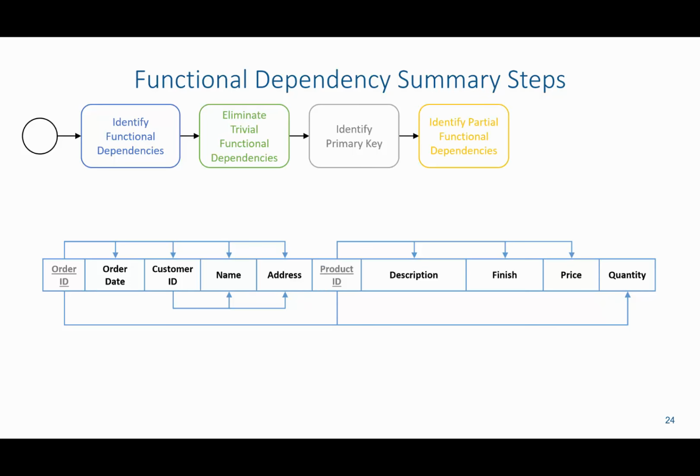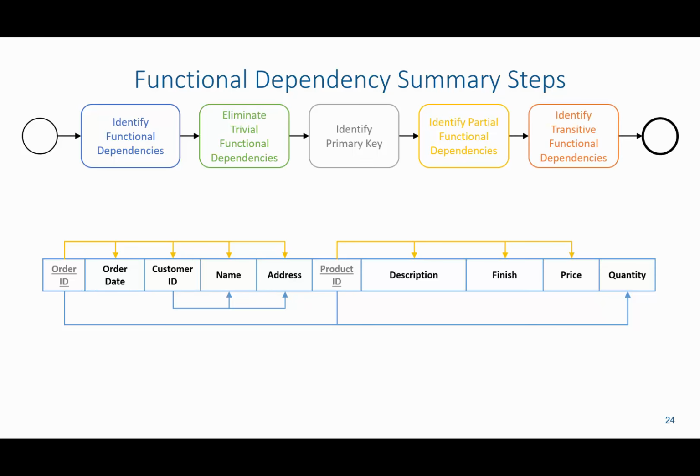The next thing is to identify the partial functional dependencies. So the partial functional dependencies are going to be anything that comes from a subset of our primary key. So anything that comes directly from order ID or product ID. So order ID determining order date, customer ID, name, and address, and product ID determining description, finish, and price.